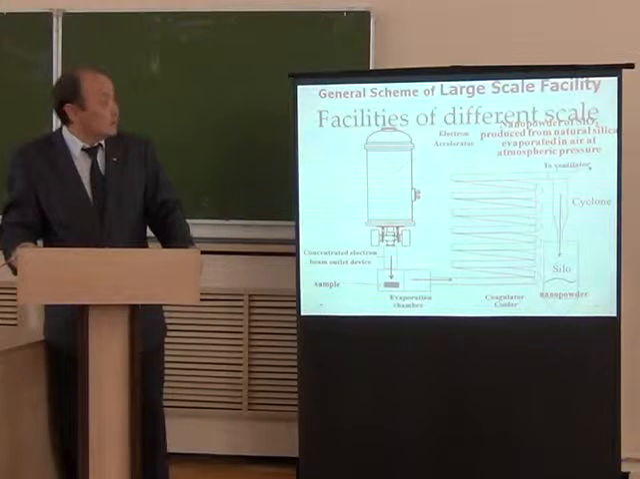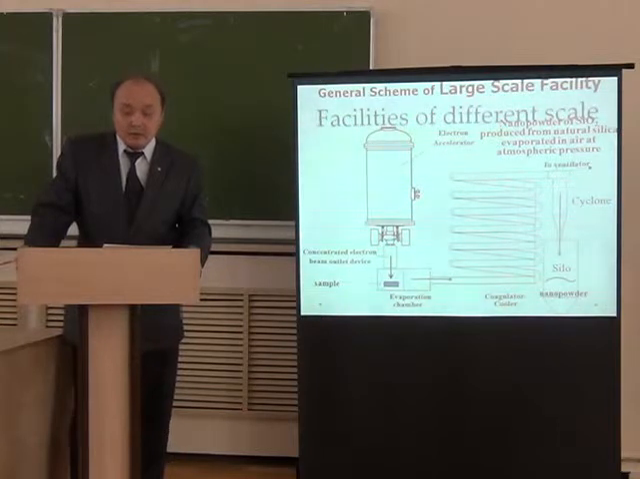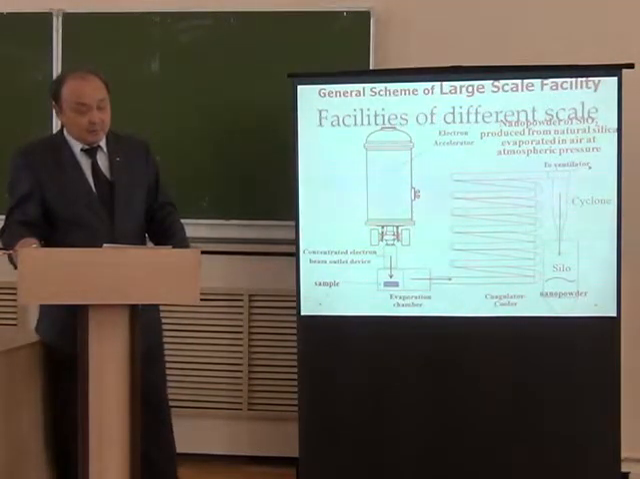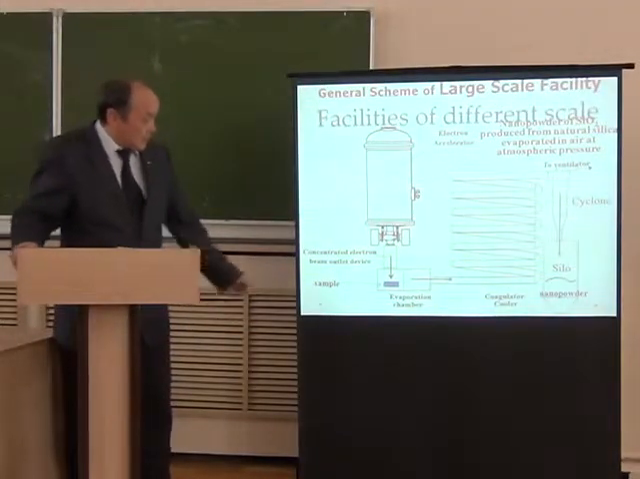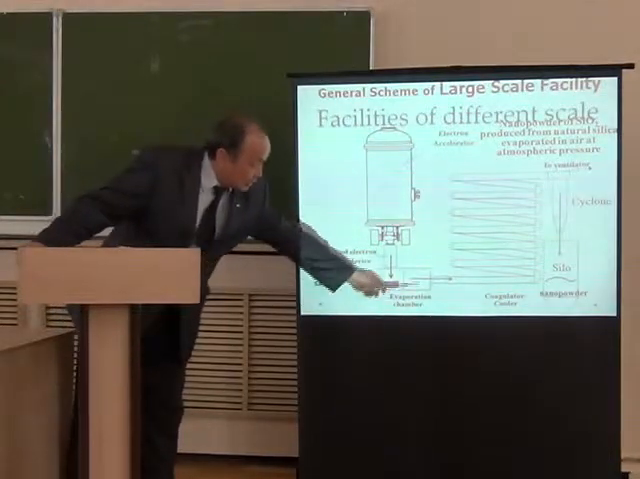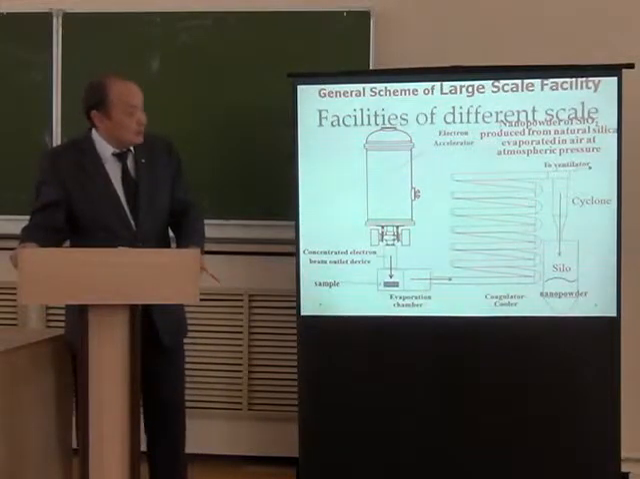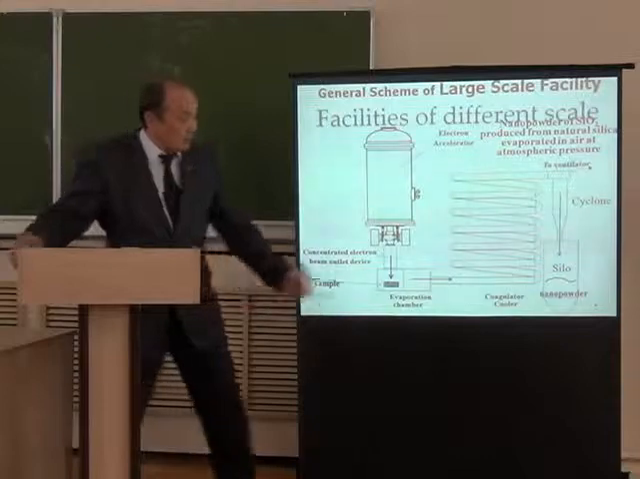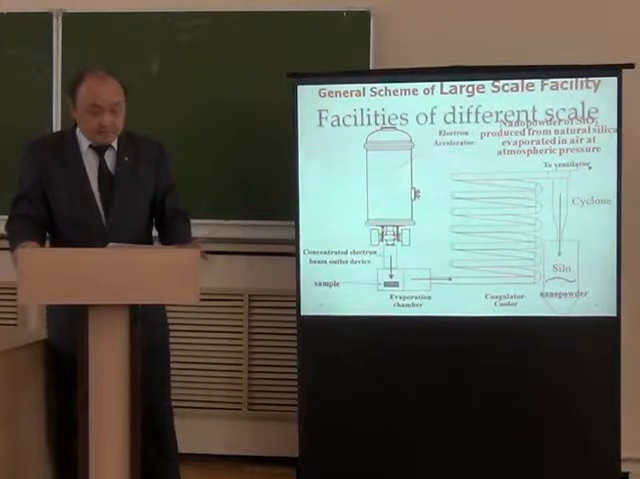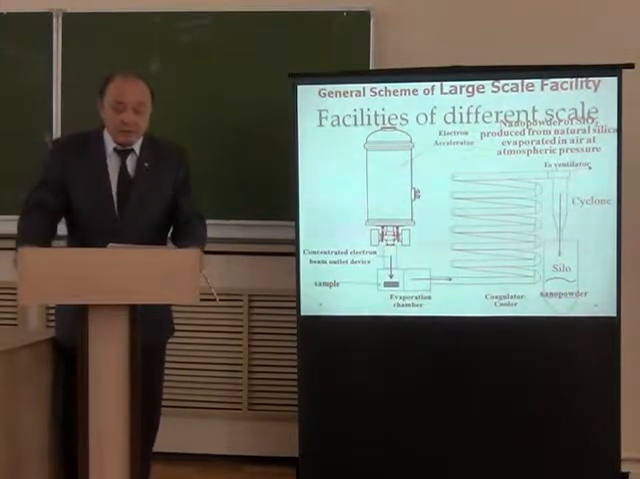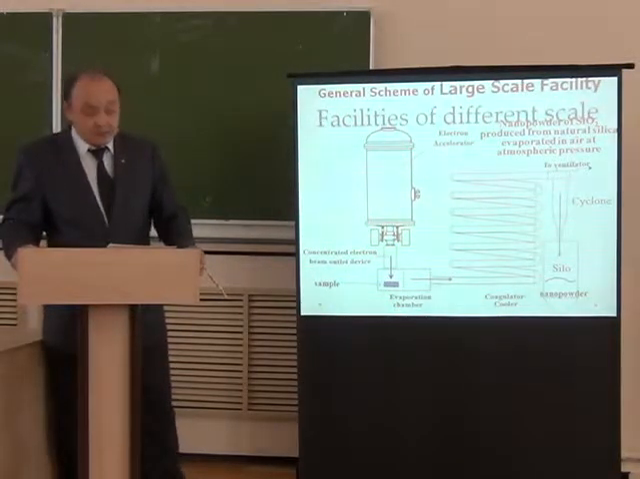Following slide. The experimental set for obtaining nanopowders consists of the following parts: electron accelerator, the sample, evaporation chamber, coagulation cooler, and volume for nanopowder. Now I will tell the basic principle of the experimental set for obtaining nanopowders.